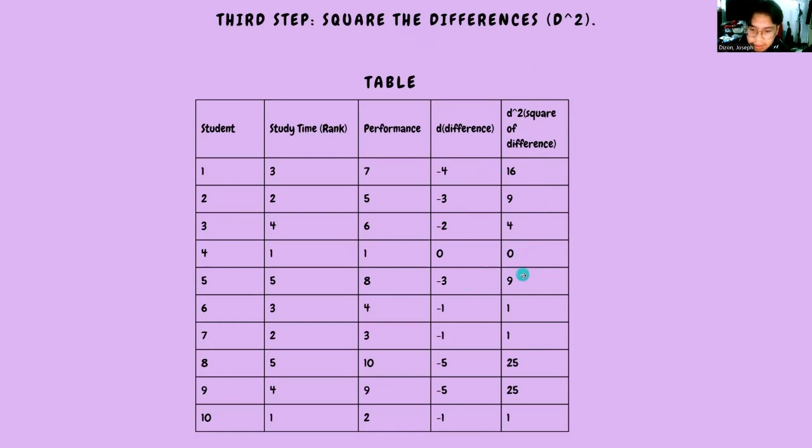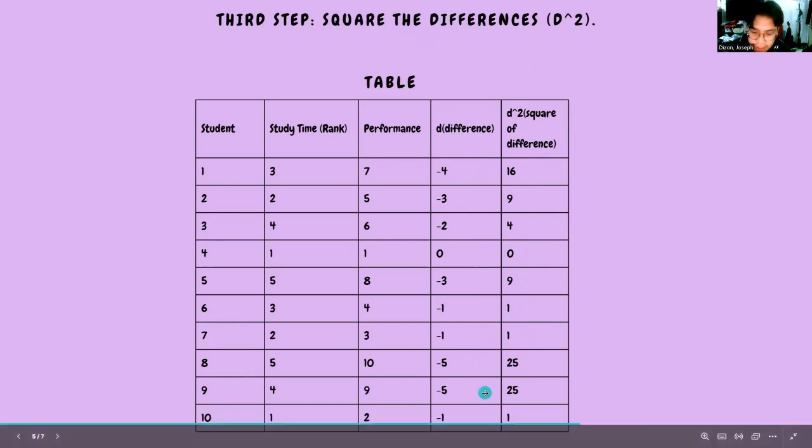Negative 3 squared is 9. Negative 1 squared is 1. Negative 1 squared is also 1. Negative 5 squared is 25. And the same is here. And also negative 1 is equal to 1 when squared.